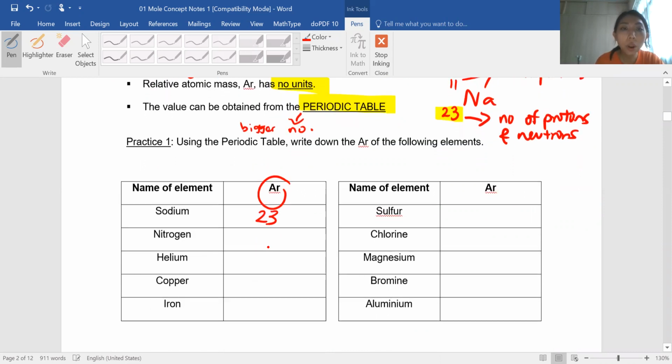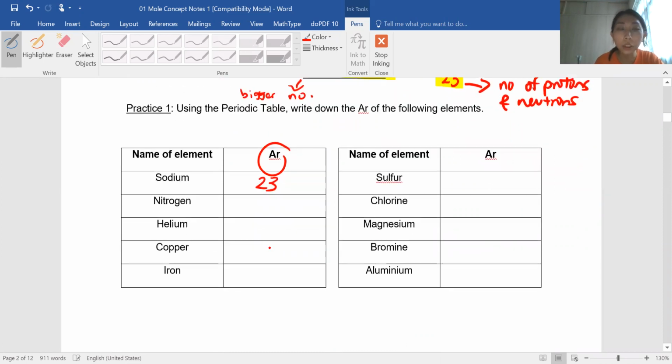Let's go on to find nitrogen. Can you find nitrogen in the periodic table? Let me pause here for a while for you to find nitrogen. Very good if you can find nitrogen, which is in group 5 of the periodic table. Nitrogen has the values of 7 and 14. Which number do we take? Is it the 7 or is it the 14? We take the 14. It's the bigger number.